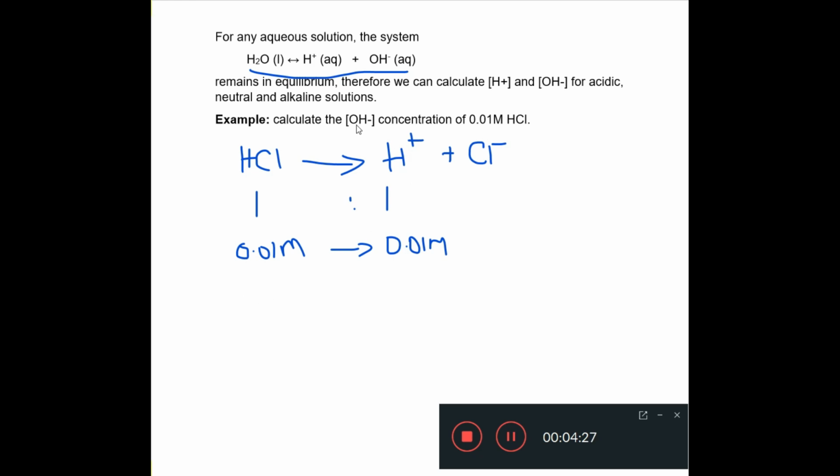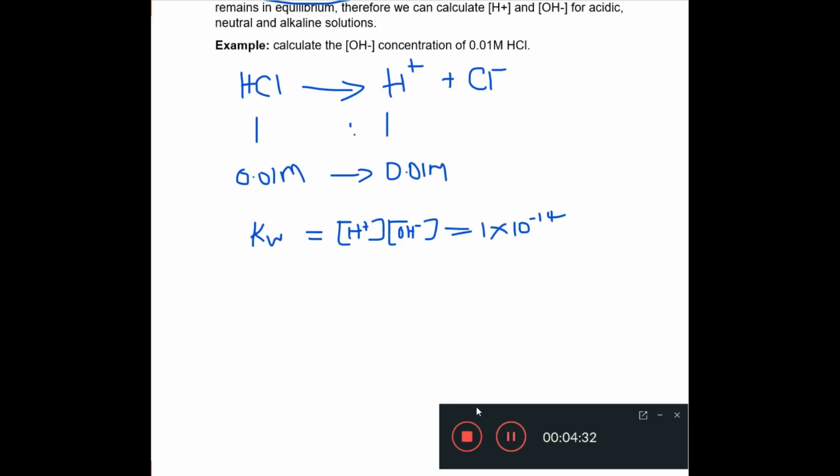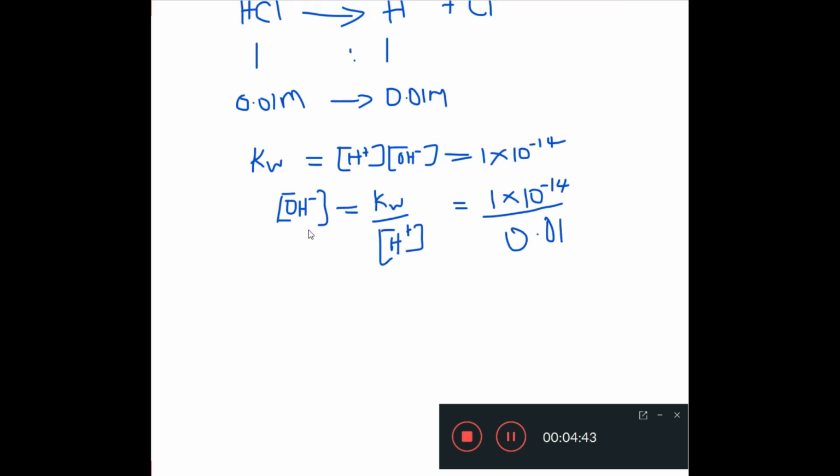Now, the question asks actually for the hydroxide ion concentration. But we know that Kw is equal to hydrogen ion concentration times hydroxide ion concentration. So therefore, we can write that OH minus ion concentration is equal to Kw divided by the hydrogen ion concentration. And if we substitute those values into that equation, then 1 times 10 to the minus 14 over 0.01, and that's going to give us 1 times 10 to the minus 12 mole per dm cube for the concentration of the hydroxide ion.